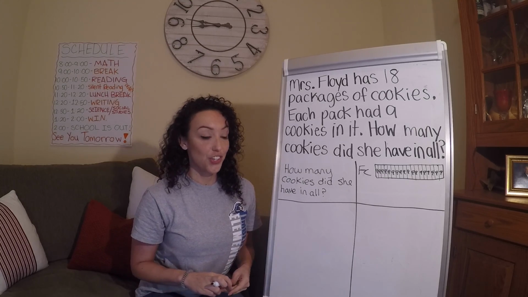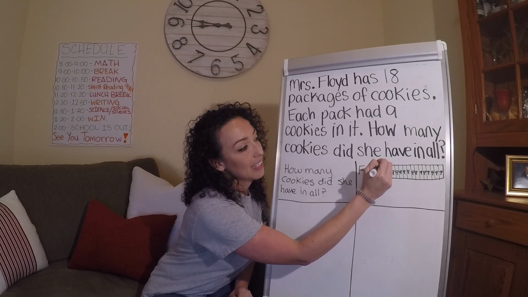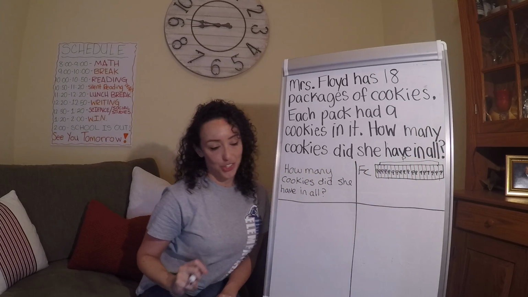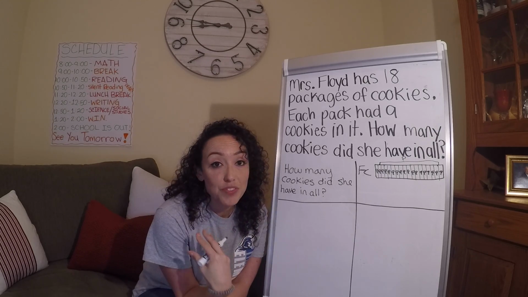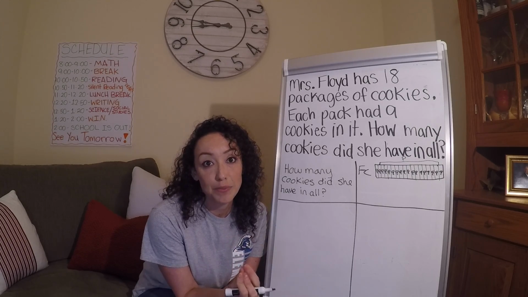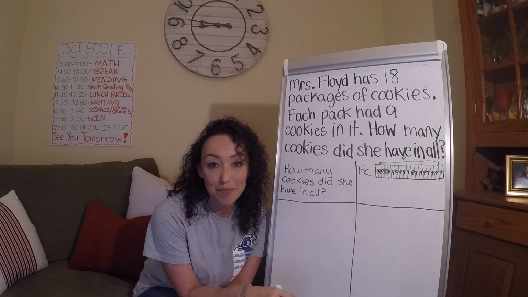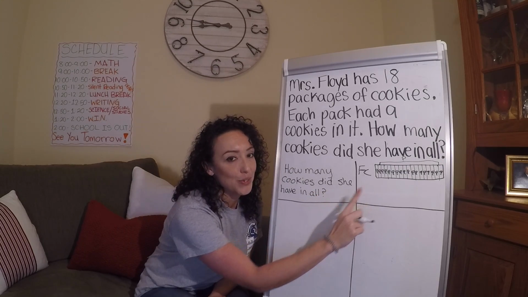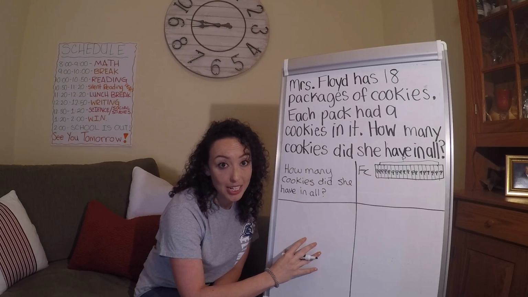Your unit bar should then be totally completed with a bracket, and don't forget your question mark. So once your unit bar is up like this, this proves to me that you know that we are adding 9 18 times, or we're multiplying 18 times 9, okay? So let's go down here to your solve box. Question, math clues, solve box. All of the good stuff goes here.